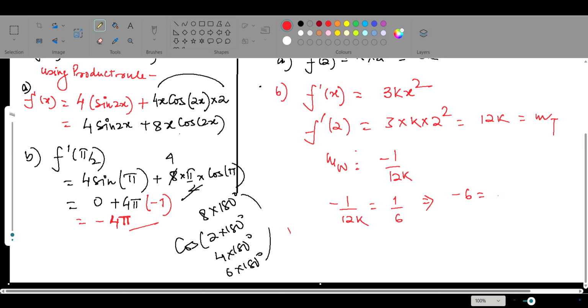So it's minus 6 is equal to 12k, and k will be equal to minus 6 over 12. Therefore k is equal to minus 1 by 2.